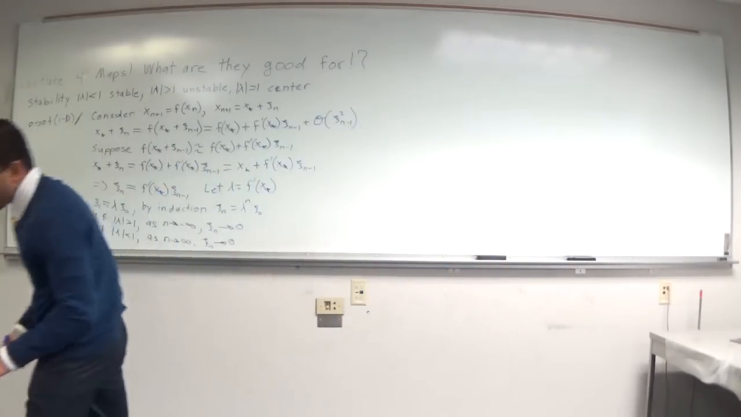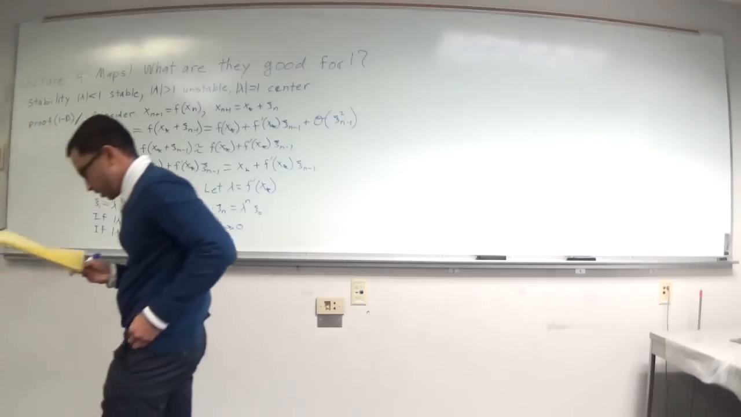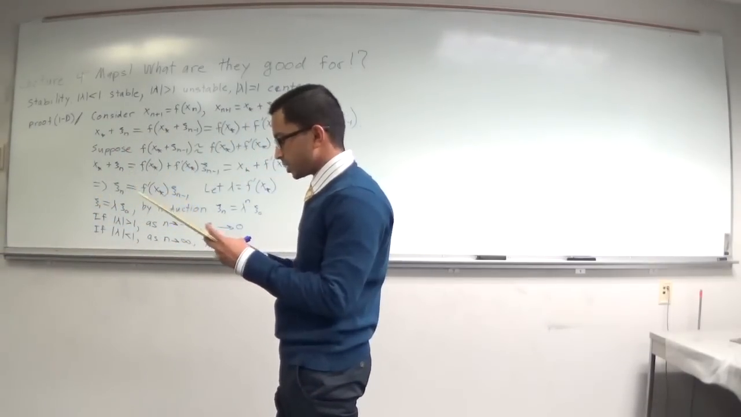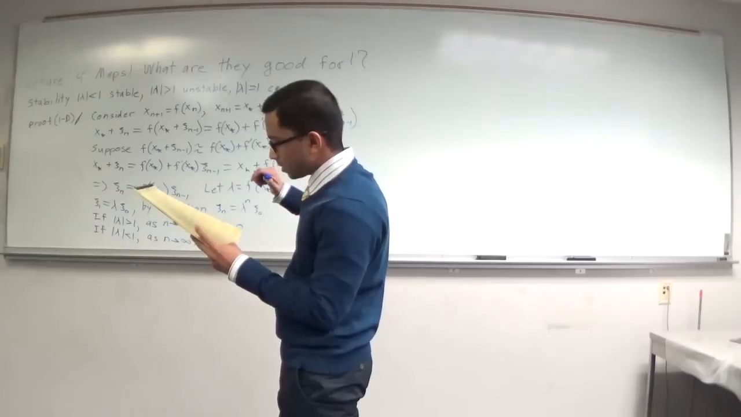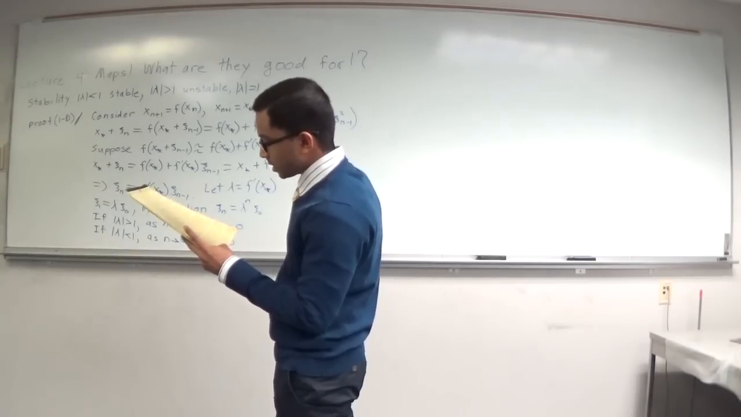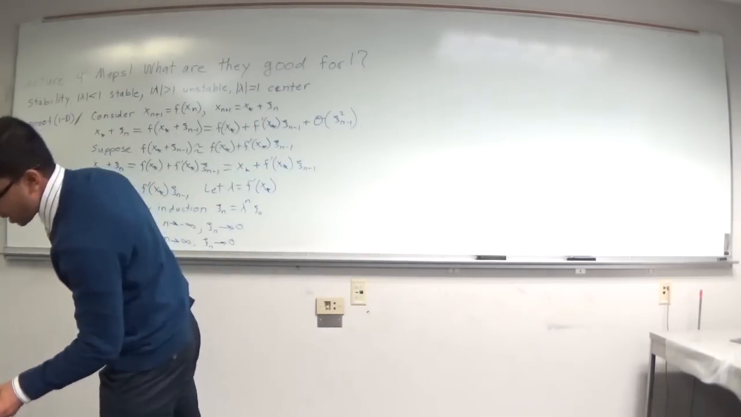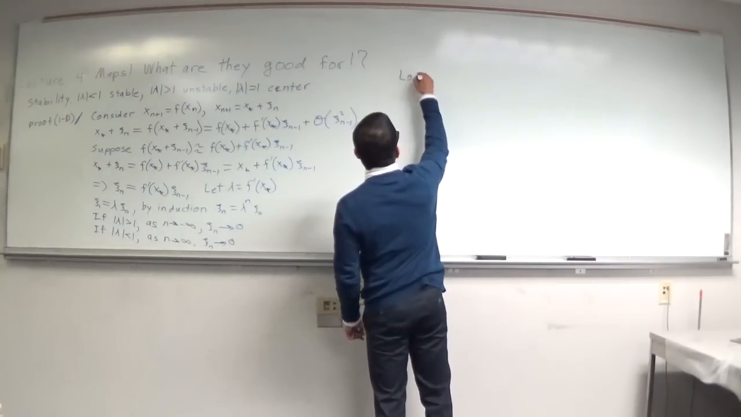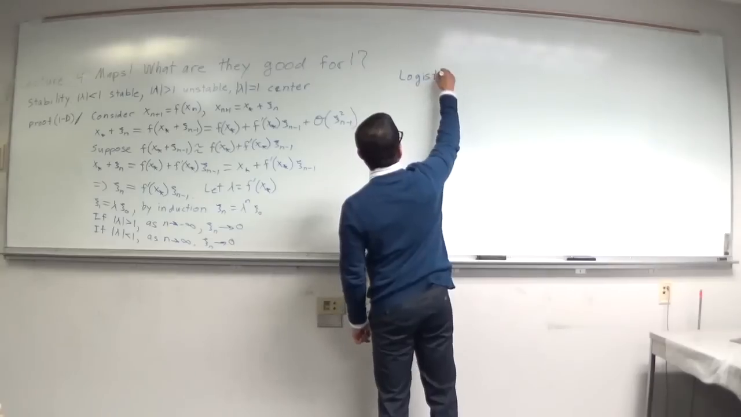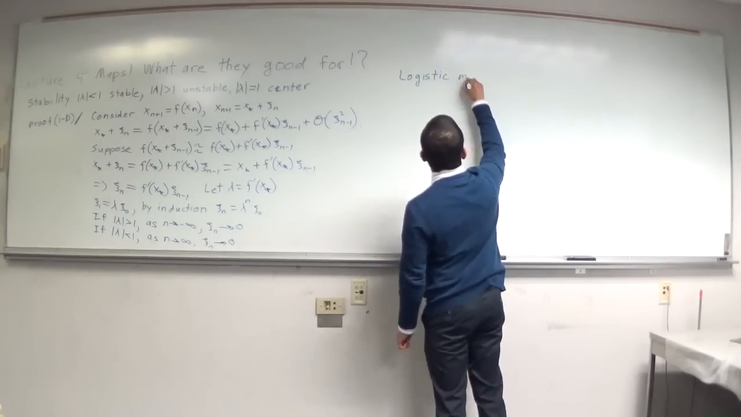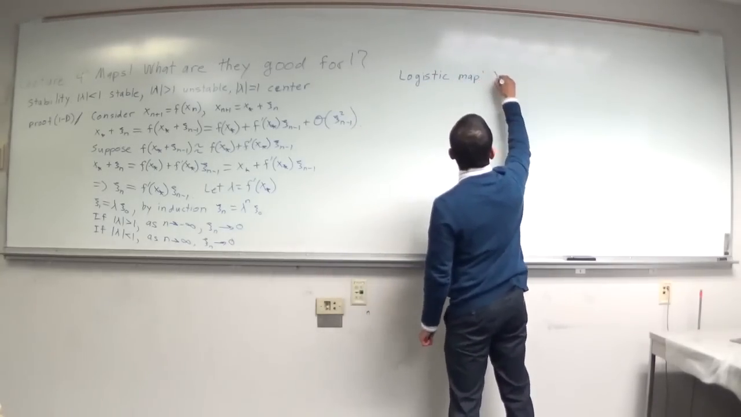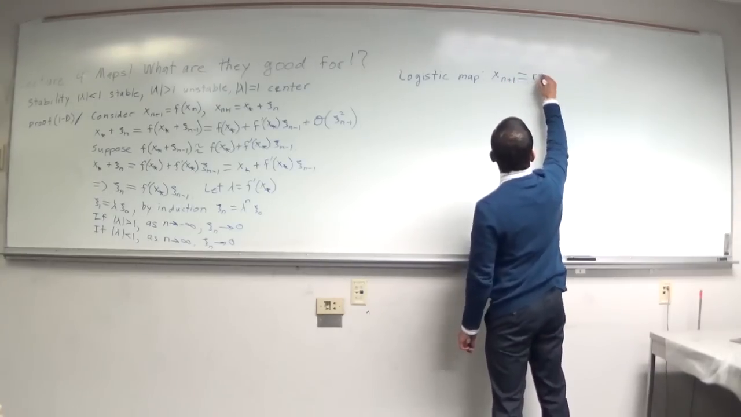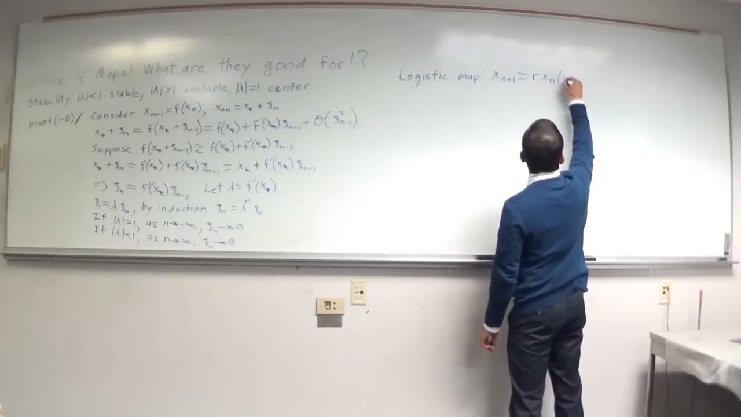So let's see what sort of example I do. So now let's consider the logistic map. Let's consider all these ideas for the logistic map. So this is what the logistic map looks like. This is x_{n+1} equals r x_n times (1 minus x_n).